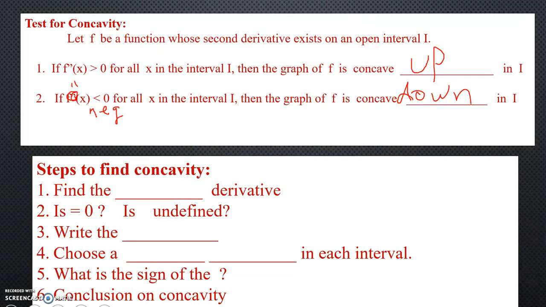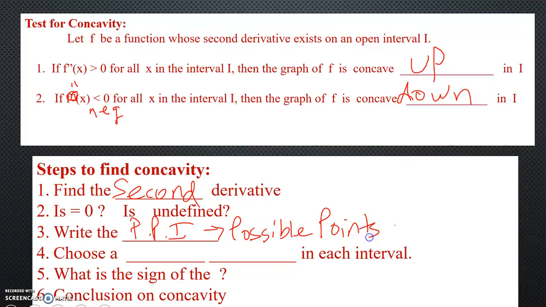So how can we find concavity? Let's follow these basic steps. First, you'll now need to find the second derivative. Decide when the second derivative is equal to 0 and when it's undefined. Write the PPIs. PPI stands for possible points of inflection. Although right now they're called possible because we have to test to decide if they will become a point of inflection. Right now it's a possible point.